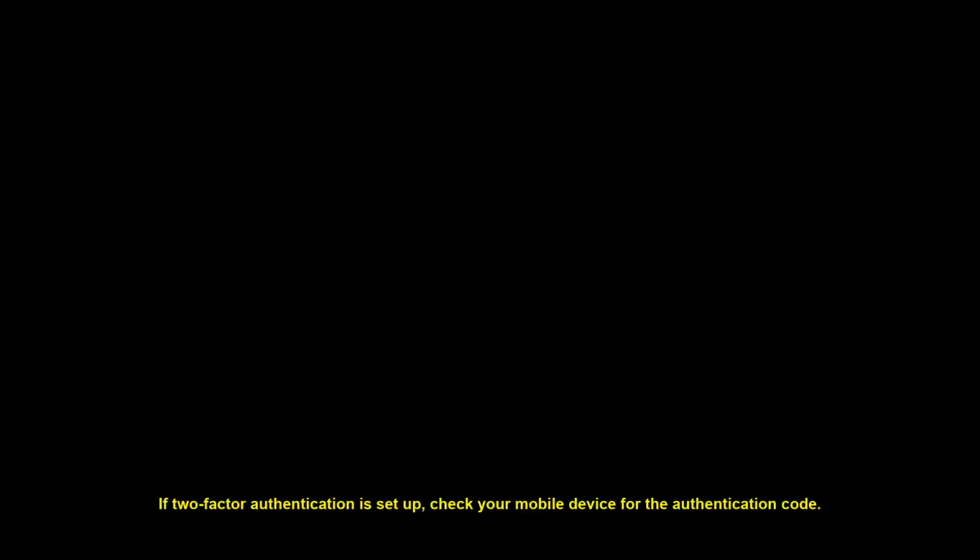If two-factor authentication is set up, check your mobile device for the authentication code. Input the code in the verification field on the screen. Once the code is accepted, you will gain access to your Buildium account.